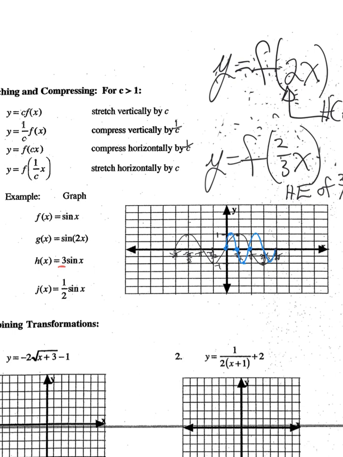If I'm graphing 3 sine x, that will be a vertical expansion by a factor of 3. That is going to affect the height, the amplitude of this, if you will. So instead of 1, it would have a height of 3. Instead of -1, it would go down to -3. So my sine graph, 3 sine x, would look like that.